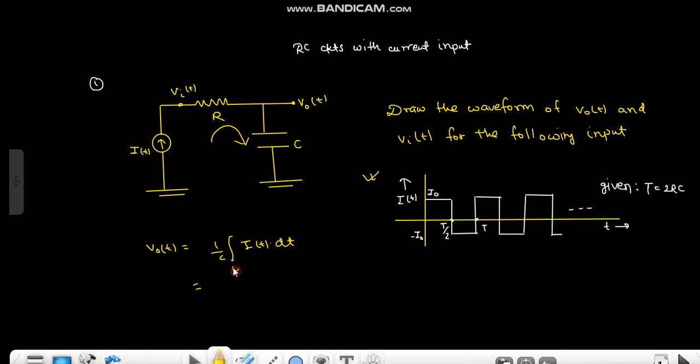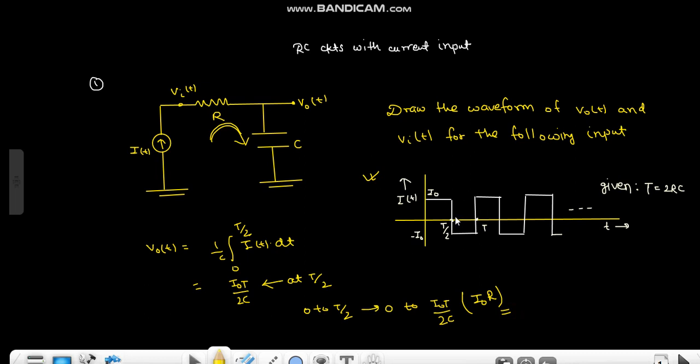So first we would see from 0 to T by 2. The current is flowing in this direction, I naught current. So it would be I naught T by 2C at T by 2. So for 0 to T by 2 it would charge from 0 to I naught T by 2C. Also, we can write T equals 2RC, so it would be I naught times 2RC by 2C, so it would be I naught R. So it would charge from 0 to I naught R.